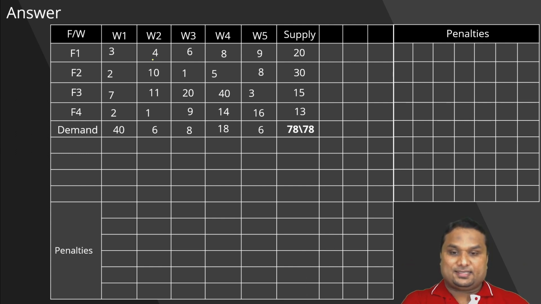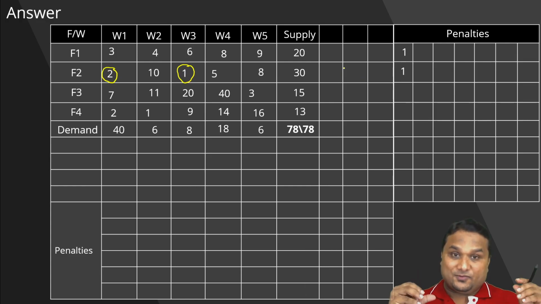Okay, now let's see. The lowest cost of transportation is 3 rupee, and the next best cost is 4 rupee. So what is the difference between 3 and 4? It is 1 rupee. In the next row, the lowest cost of transportation is 1 rupee, and the next best is 2 rupee. So what is the difference between 1 and 2? It is 1 rupee. The penalty is 1 rupee.